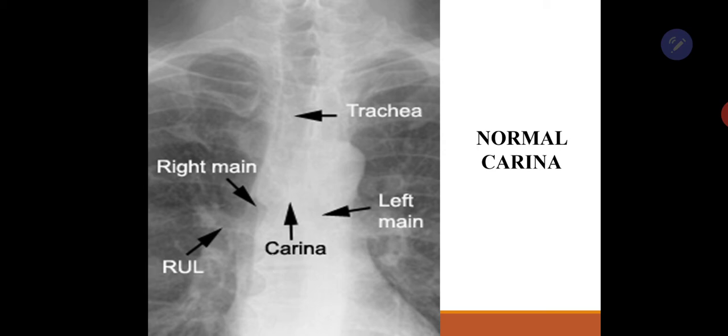This is what we said. This is the trachea. This is the right main bronchus. This is the left main bronchus, and this is the carina, where the trachea bifurcates into right and left main bronchus, and this is the right upper lobe.